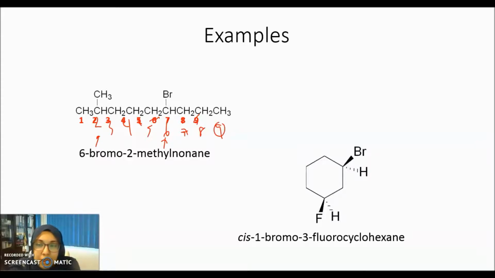Okay, now this one is when we have an alkyl halide with the additional presence of stereochemistry. In this part it is a geometrical isomer, which is cis. So we have cis-1-bromo-3-fluorocyclohexane. To choose them, bromine and fluorine are both halogen atoms, so we will follow the priority of alphabetical order. Okay.